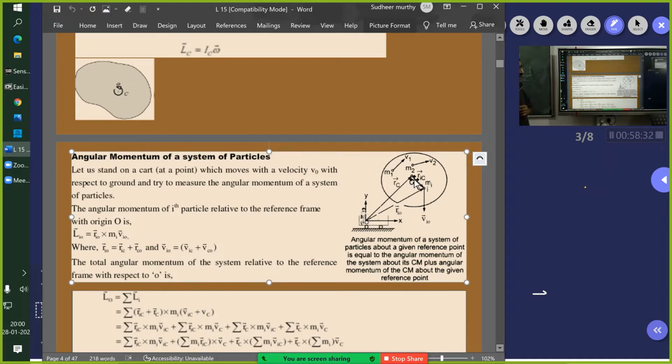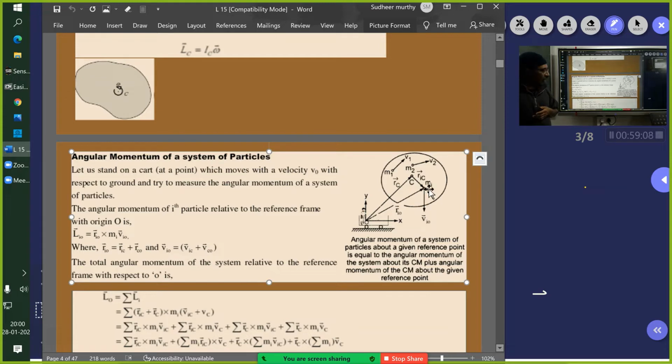Earlier we did the analysis with a particle. If this particle was moving, then we were calculating its angular momentum as R of P with respect to O bar cross M V of P with respect to O. So that V here becomes VC bar. If this body has no translatory motion, then only one term will be there. Otherwise, both the terms will come.